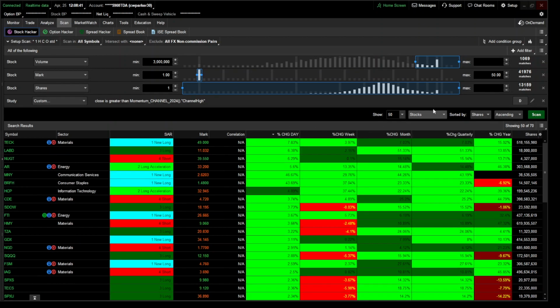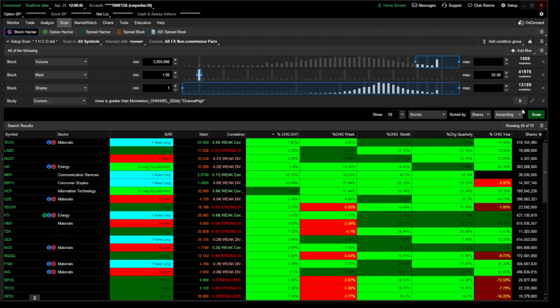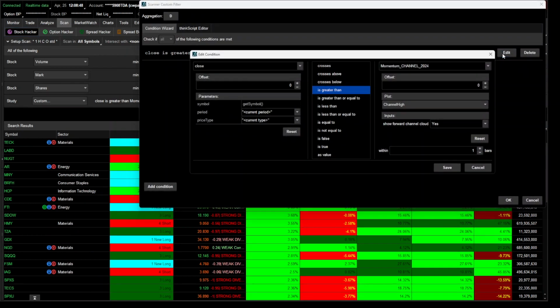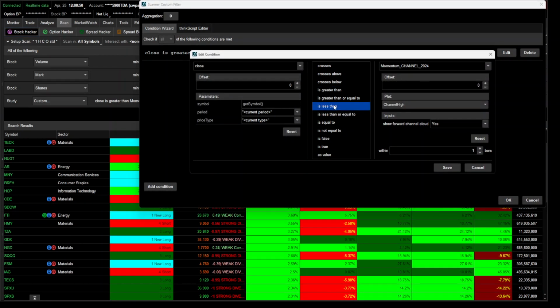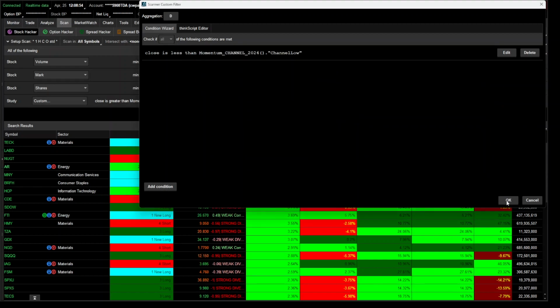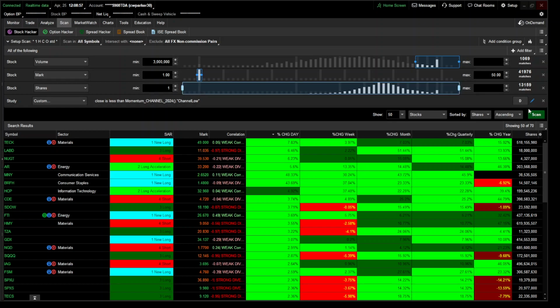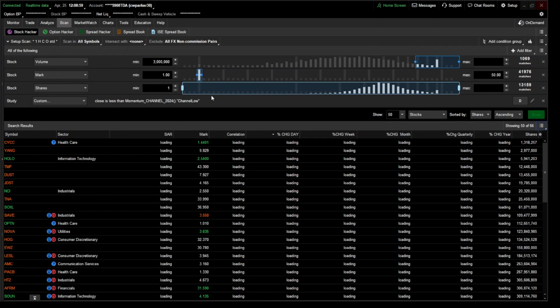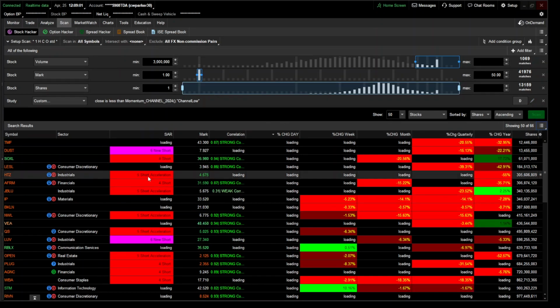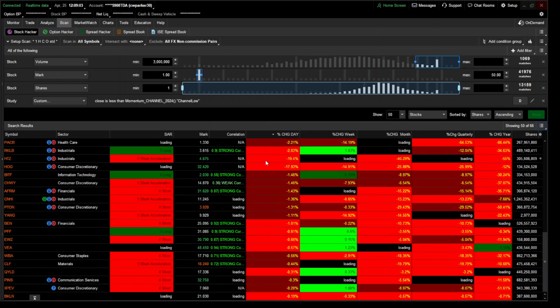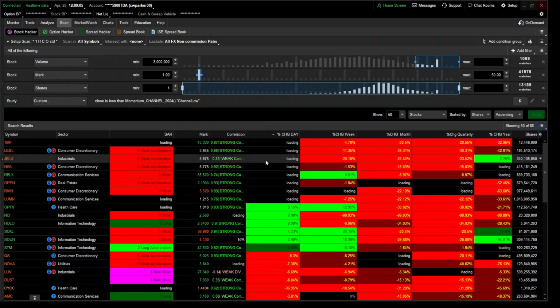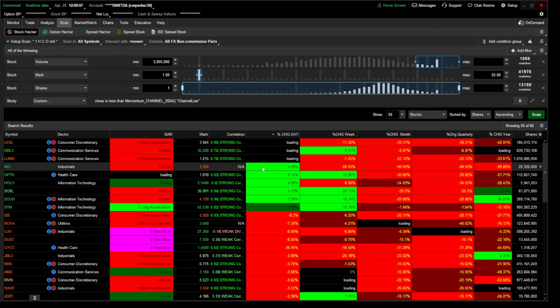If you want to look for some shorts, it's the same exact thing. Just change this around here to anything that is less than the channel low. And I don't have anything with percent change on there. And you can see everything. These are all the stocks that are trading low on a 20-day average of their momentum channel.